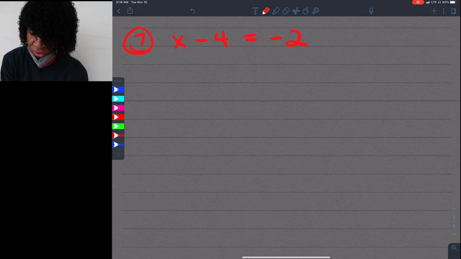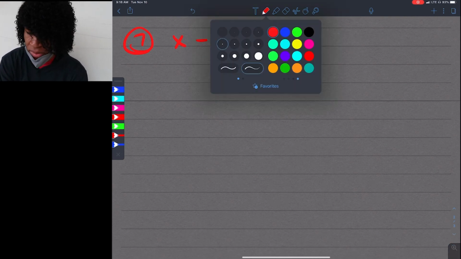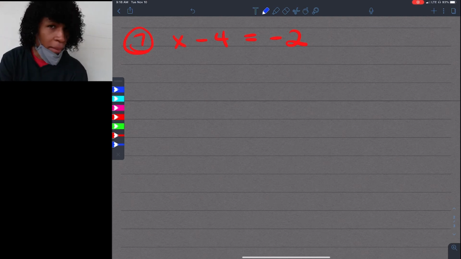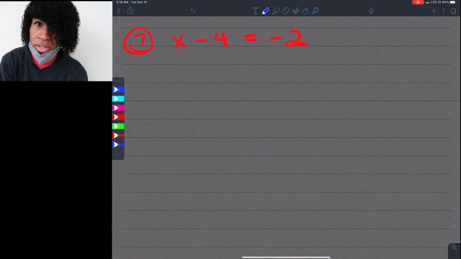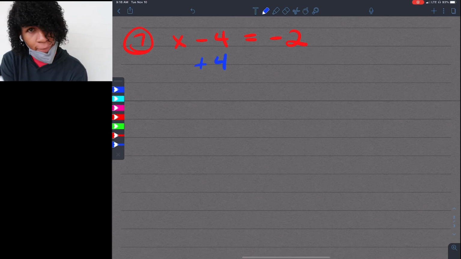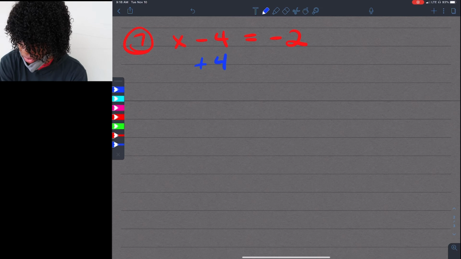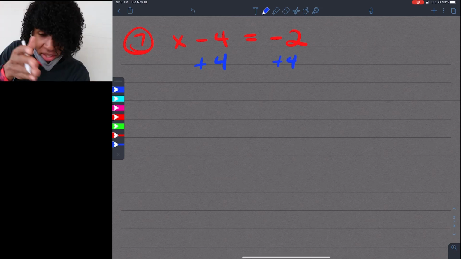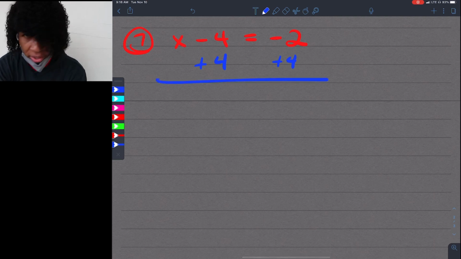Okay, so x minus 4 equals negative 2, okay? The goal is to get your x alone. So, the opposite of subtracting 4 is adding 4, right? So if I add 4 to this side, I must add it to the other side. And remember, the other side simply means the other side of the equation divided by the equal sign. So I'm gonna bring the bar down.